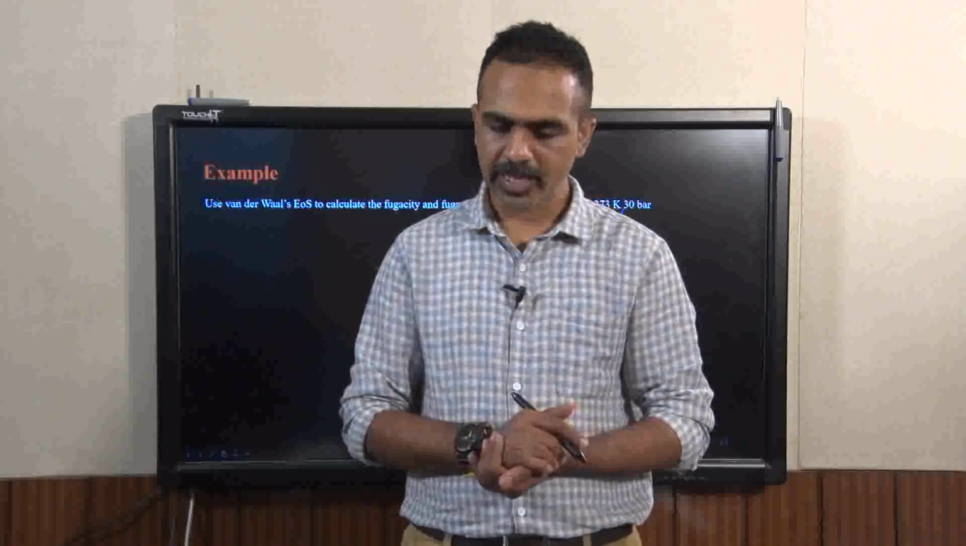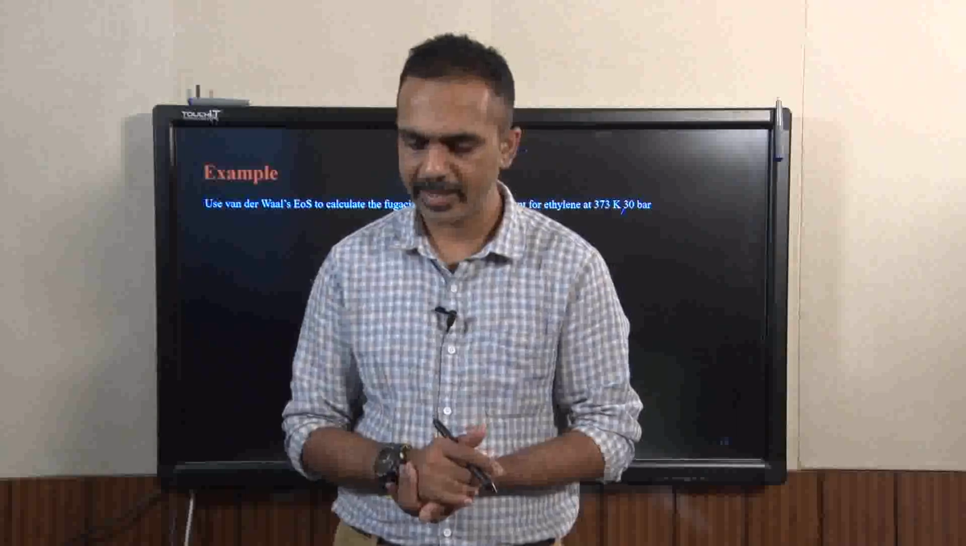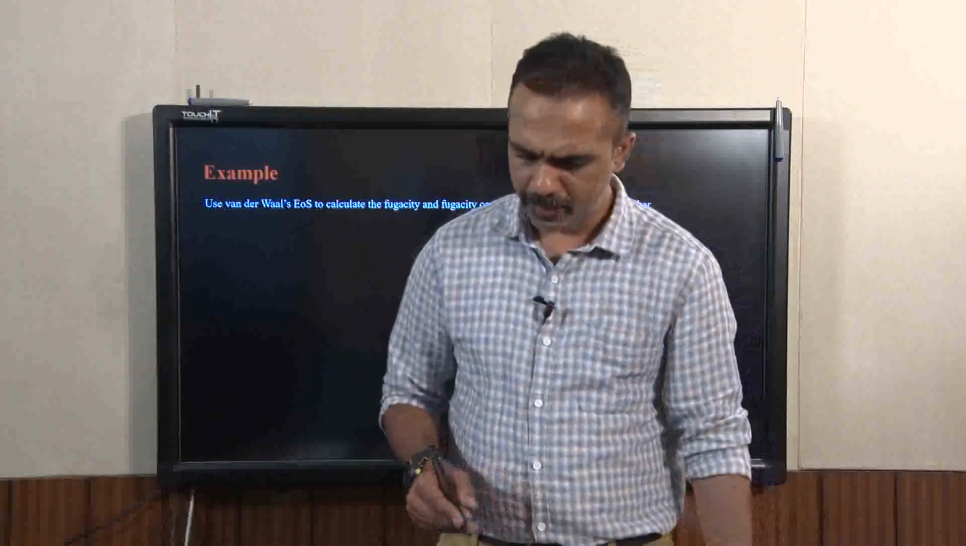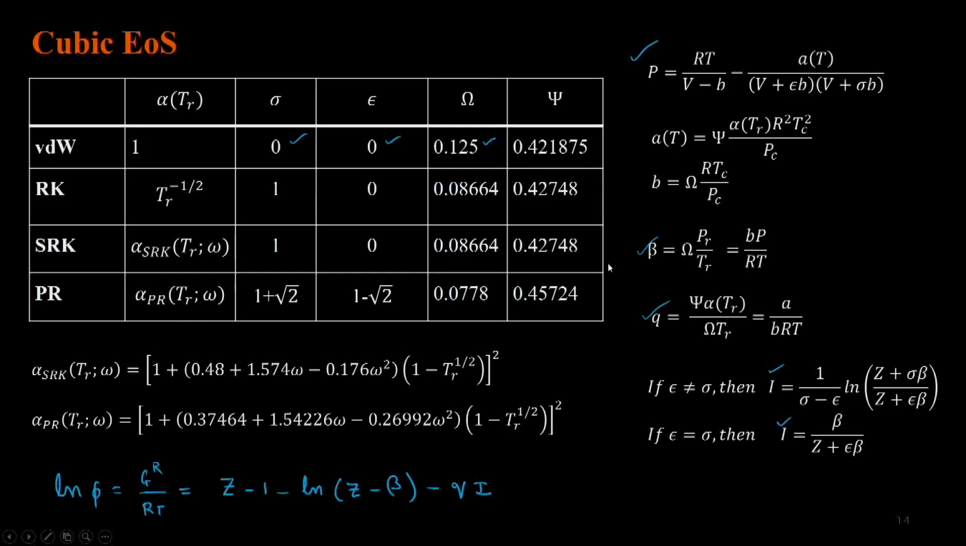In this problem, we are interested in calculating fugacity and fugacity coefficient for ethylene at 373 Kelvin and 30 bar using van der Waals equation of state. To be able to use the equation of state, the first thing we need are the critical constants Tc and Pc. For ethylene, if you recall, Tc was 282.3 Kelvin, Pc was 50.4 bar, and omega is 0.087. At the given conditions, I can use the equation of state parameters listed in here and calculate beta and Q.